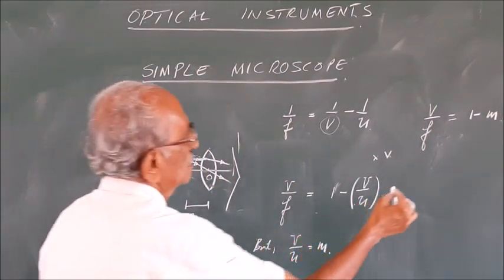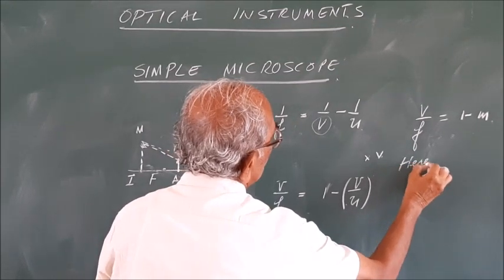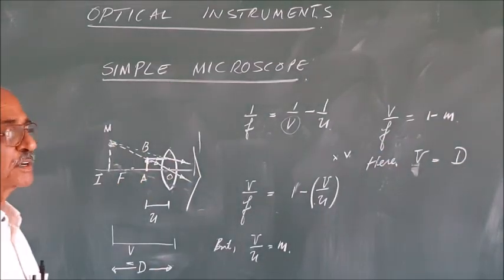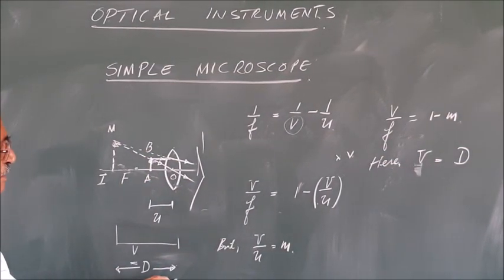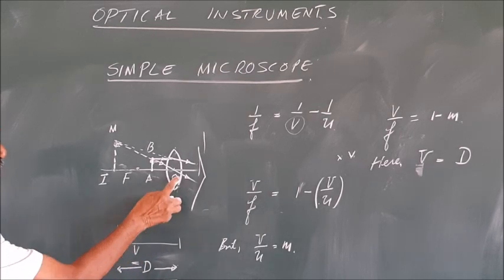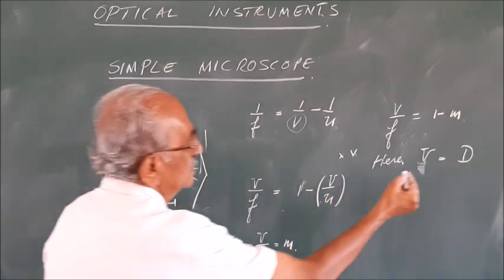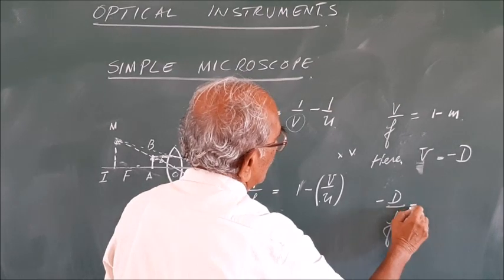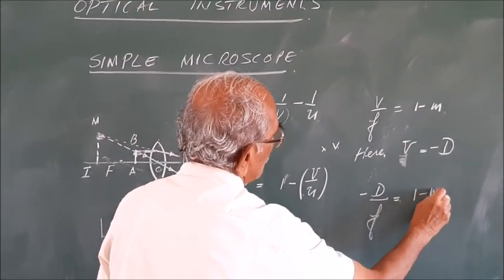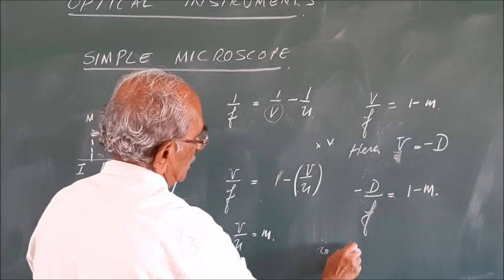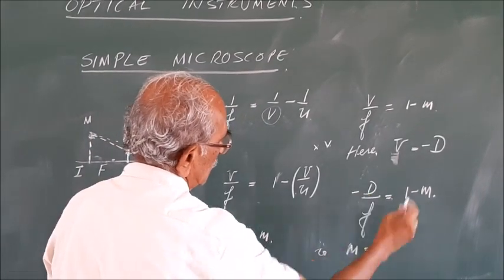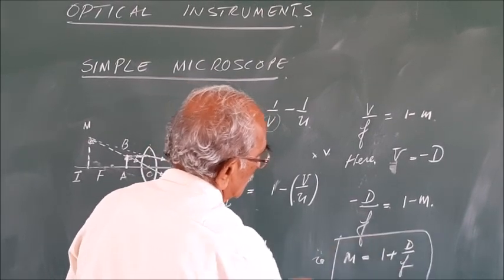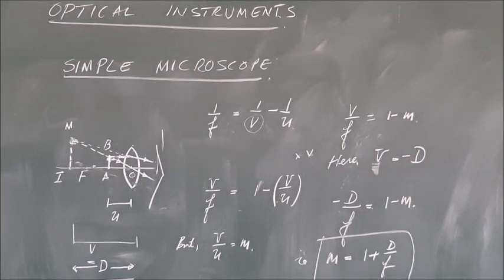Also, we have adjusted the image to be formed at the distance of distinct vision. Observe that we are measuring opposite to the direction of the light, so it is minus D here. So minus D upon f is equal to 1 minus m. That is, m, the magnification, rearranging, is 1 plus D over f.